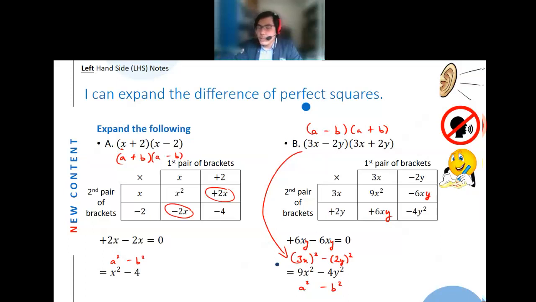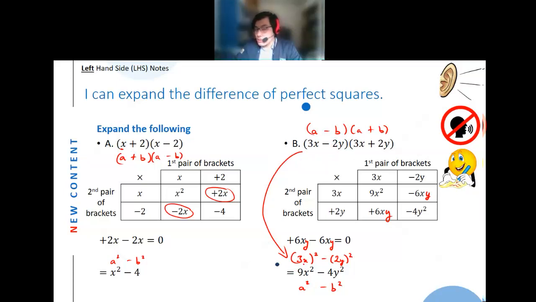The reason why I'm putting these inside the brackets is because the square applies to the whole thing. This square here applies to the whole 3x, and this square here applies to the whole 2y. So 3 squared is 9, x squared is x squared, 2 squared is 4, y squared is y squared. So you can use the rule from the textbook to go straight from the top down to the bottom here.